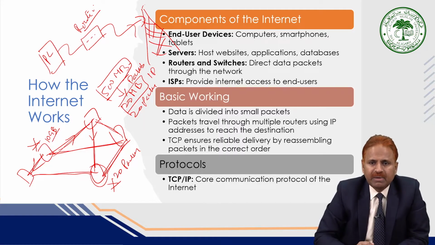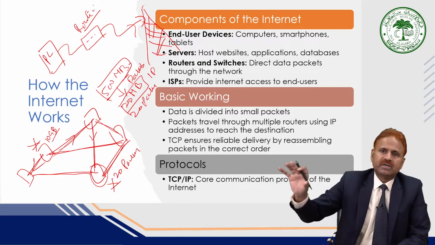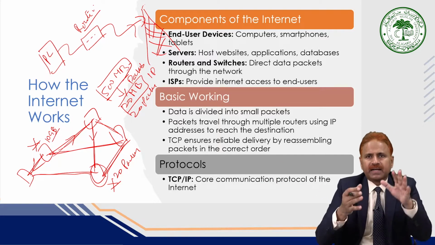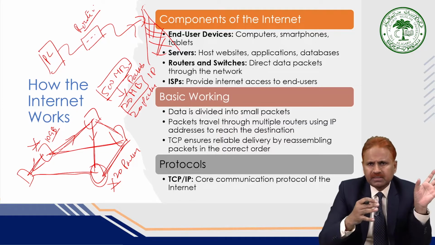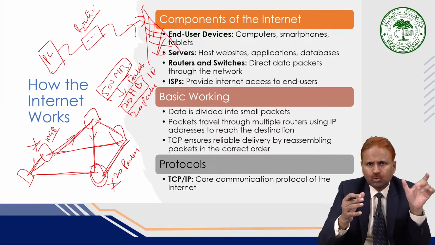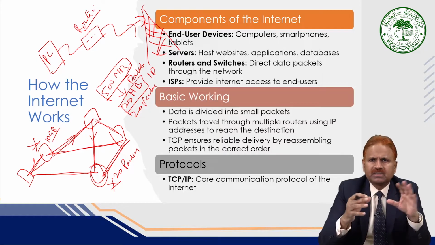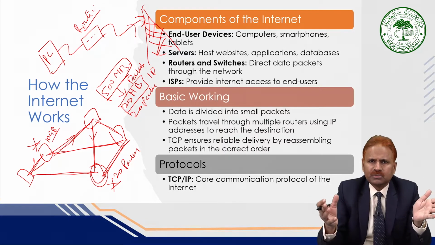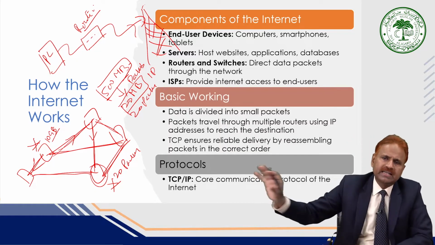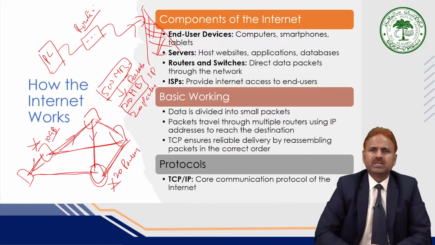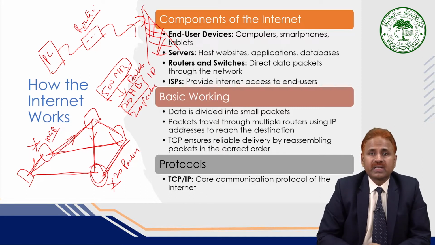TCP ensures reliable delivery by reassembling the packets in the correct order. So at the destination end, they are reassembled. And how does the reassembling take place? That always happens according to certain rules and regulations. Certain protocols are there for that. One such protocol is TCP. So TCP allows the data to be reassembled according to certain rules, and it is transmitted back to the end user. So this is how data transmission works in the internet.